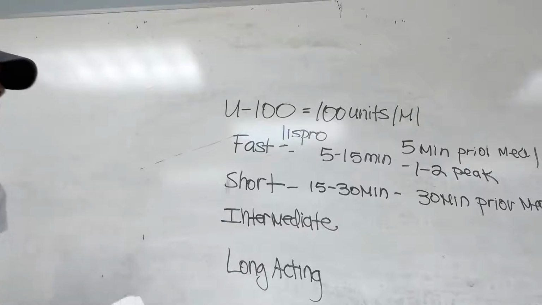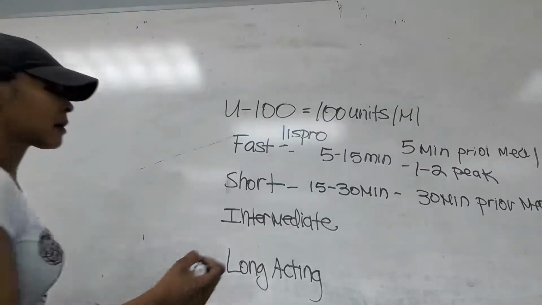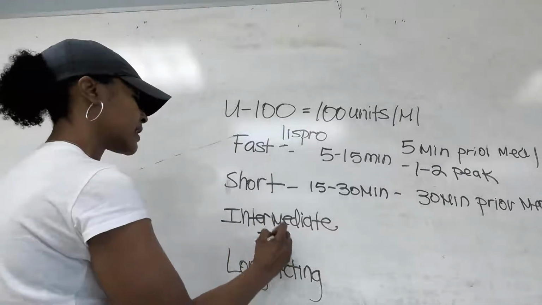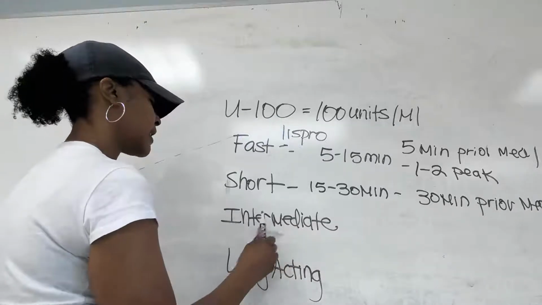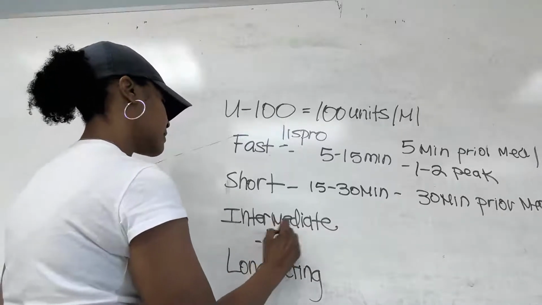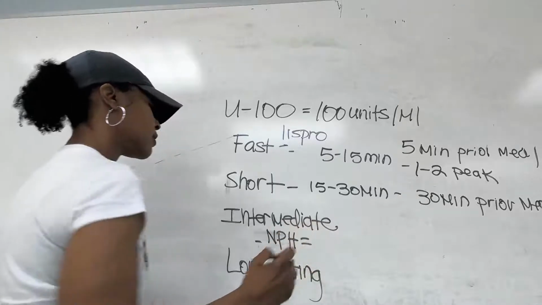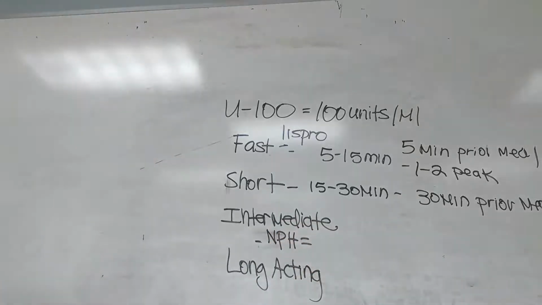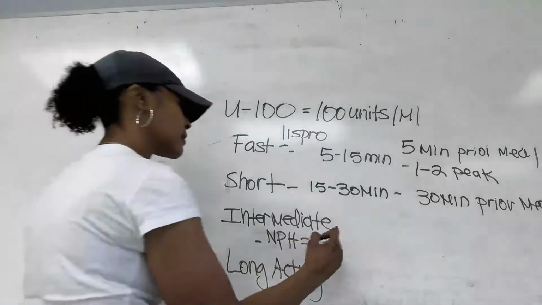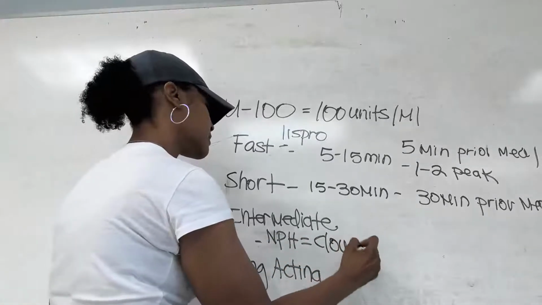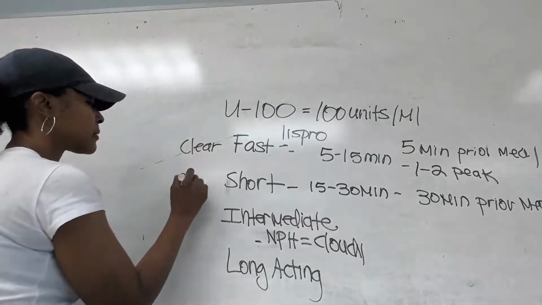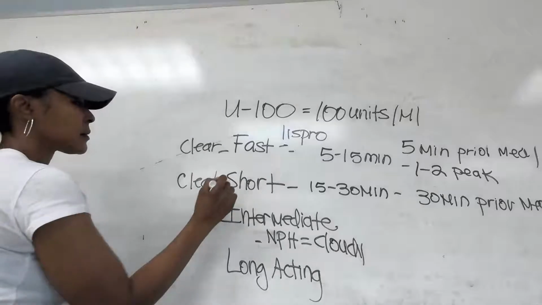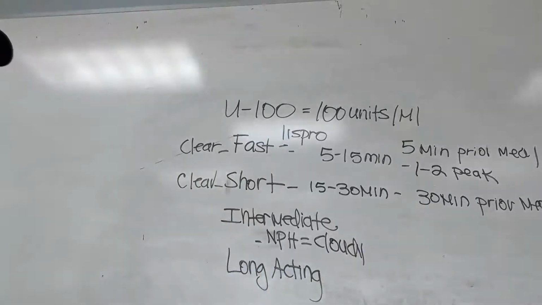Short-acting. Okay. Then we have our intermediate, what is an example of that? Our NPH, right? What's one of the characteristics of NPH insulin? What does it look like? Cloudy. It's cloudy, right? This one is clear, and this one is clear. Clear. Okay.